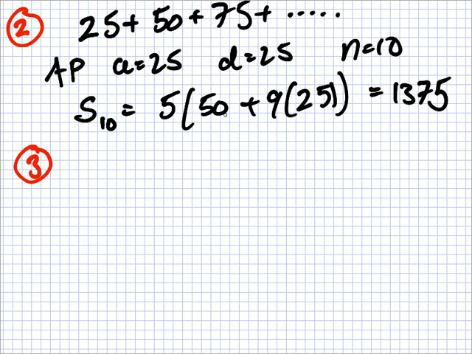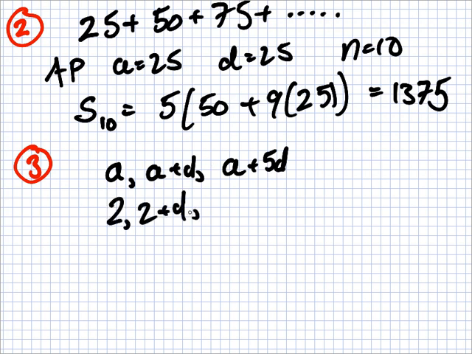Consider an arithmetic progression. Okay. The first, the second, and the sixth term are also geometric. And the first term is actually 2. So it's actually 2, 2 plus D, 2 plus 5D. What is the D and the R?